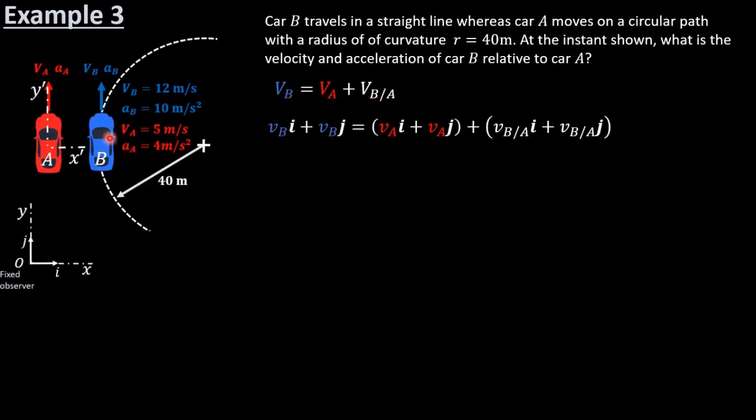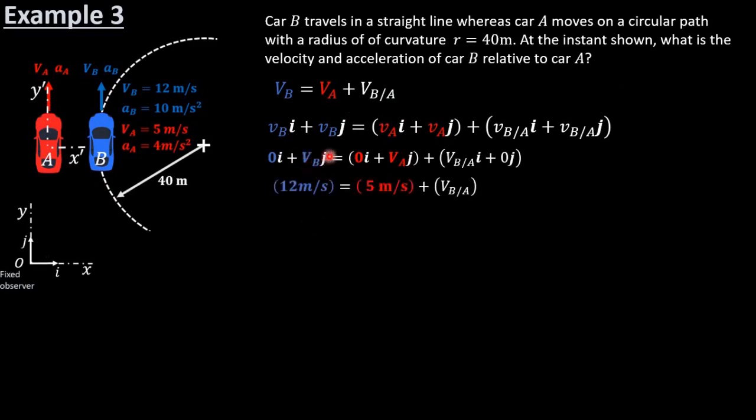Because car A and car B are moving entirely in the j direction at this particular instant, this term's going to go, this term's going to go, and this term is also going to go as well. So we'll be left with this. Then I substitute my values in for the velocity of car B, which was 12 meters per second, and for car A it was 5 meters per second. To find my relative velocity, I just subtract 5 meters per second from both sides to get this, and the relative velocity is 7 meters per second. So the velocity of car B relative to car A is 7 meters per second.